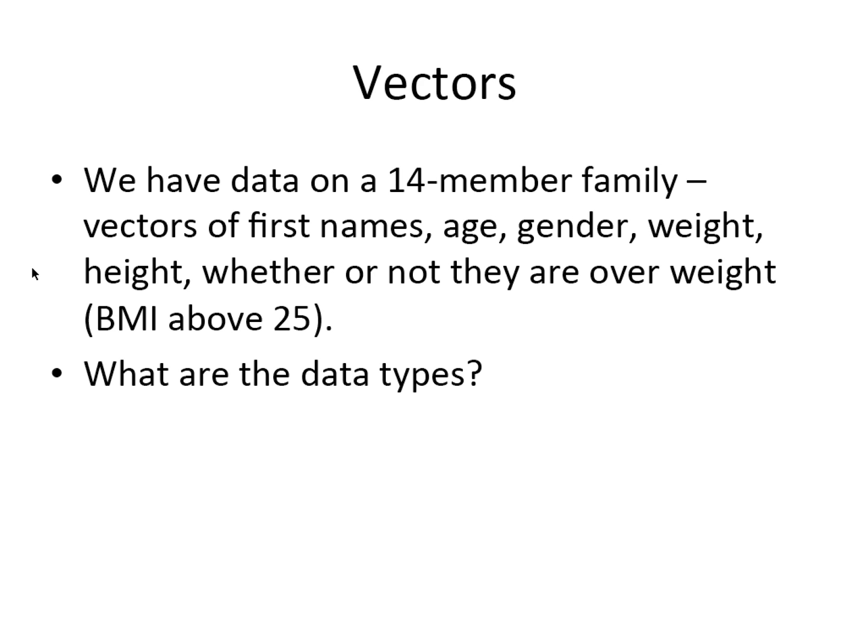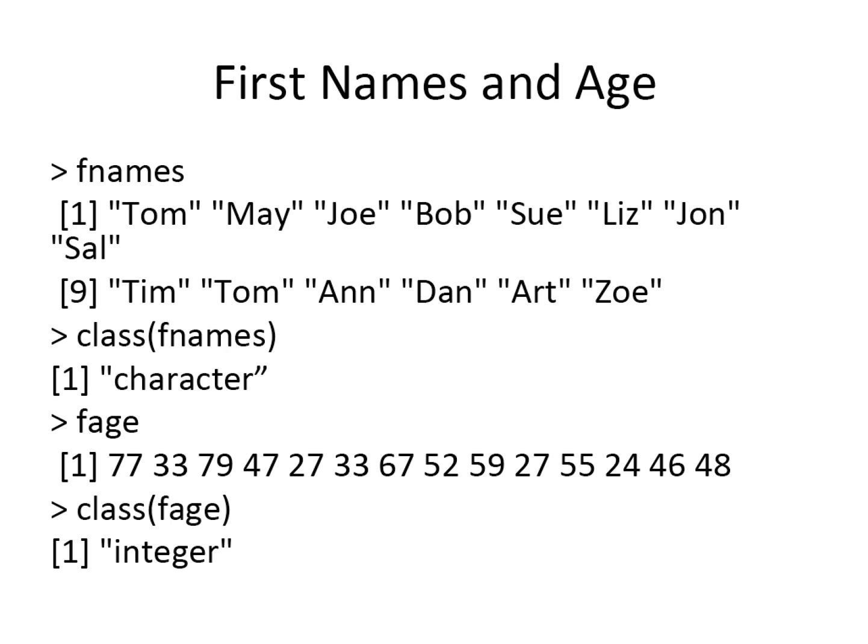Our example family data set has 14 subjects in it. There are data vectors on first names, age, gender, weight, which is the weight variable from the previous slide, height, and then a logical of whether or not they are considered obese or overweight. That was defined by having a body mass index, or BMI, of over 25. So the question is, what are the data types of these different variables? Okay, let's take a look.